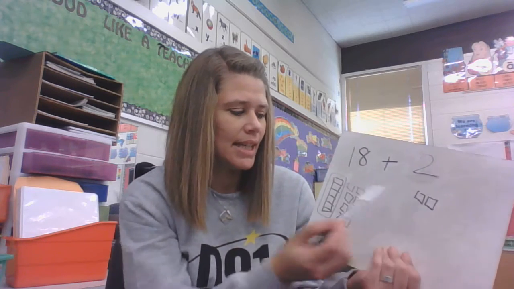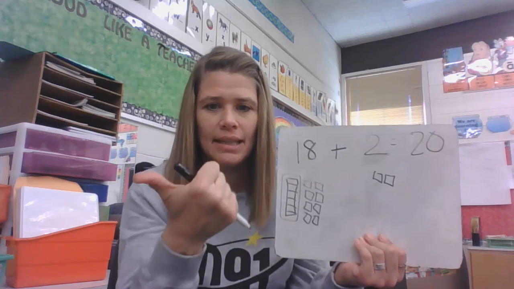and now I'm going to add up my little ones. I have 8, 9, 10. So 10 and another 10 gives me 20. So 18 and 2 more gives me 20. 18, 19, 20. Let's try that again with another one.